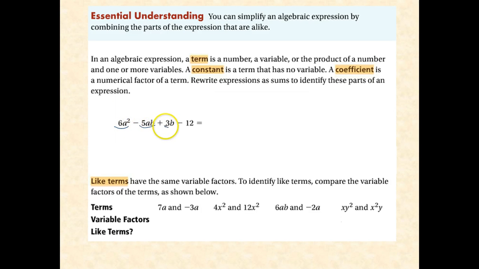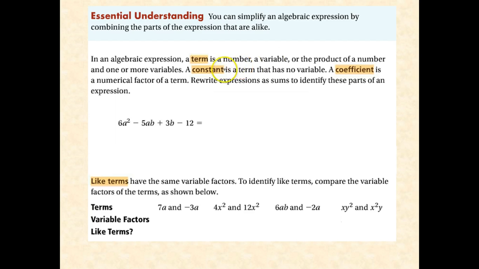That's a term. That's a term. That's a term. And the sign kind of goes along with the term. So the term here is actually negative 5ab. The term here is positive 3b. The term here is negative 12.